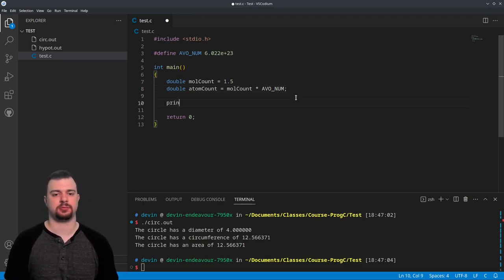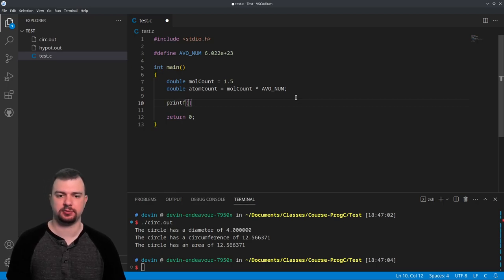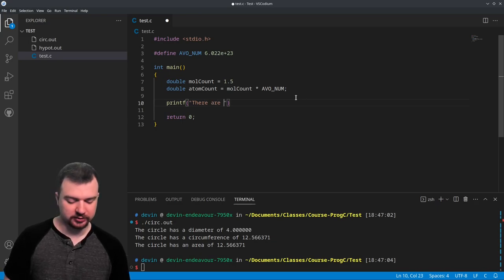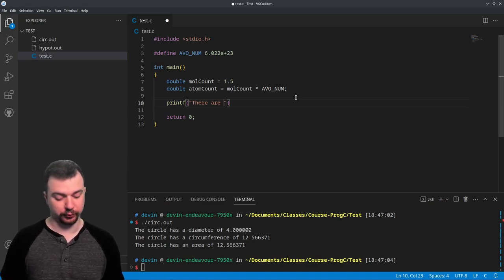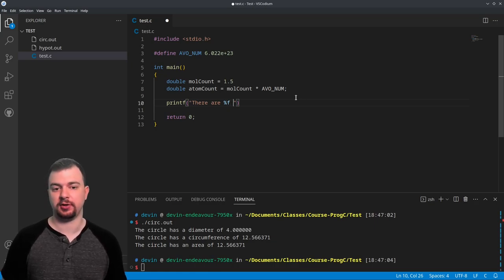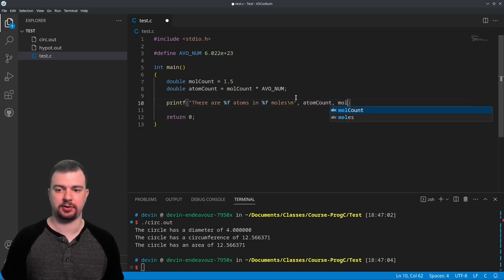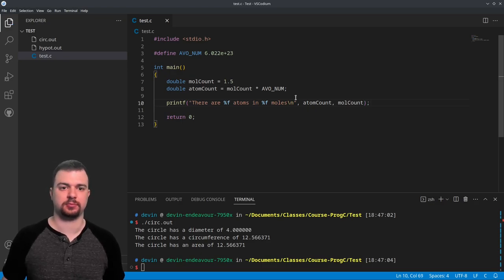Now, printf. I have the actual text on the other screen, so I'm looking over here. This is where things are going to get a little bit interesting because it's going to come down to displaying it. So what I'm going to do first, let's see what happens if I do this. There's %f, a placeholder for a floating point value. Atoms, %f, moles, \n. First one I want is going to be atoms, and then mole count. And I'm going to compile that.